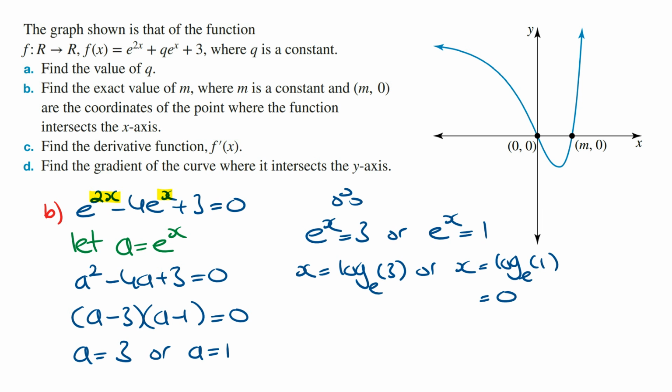And so the function f of x has two x-intercepts, one at x is equal to 0 and one when x is equal to log e 3. And since the value of m is larger than 0, then this means that the value of m, which is going to be the x-intercept, is going to be log e 3.